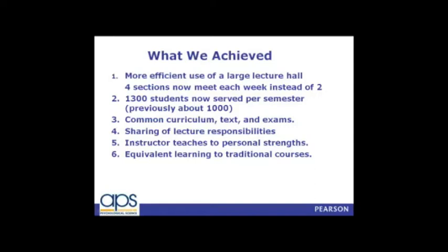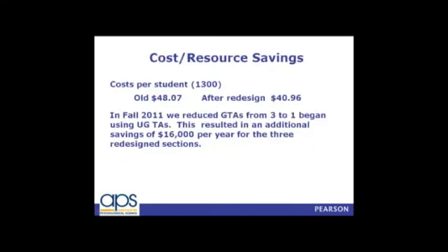One thing that is involved with an NCAT course redesign is they do look at cost savings, and we were able to reduce our costs from $48.07 a student to $40.96 a student. And that was a savings of $7 a student, but you multiply that by 1,300 students a semester, that's $9,000 a semester. In fall 2011, instead of paying 3 graduate TAs, we now pay 1, which also reduced our costs by $16,000.